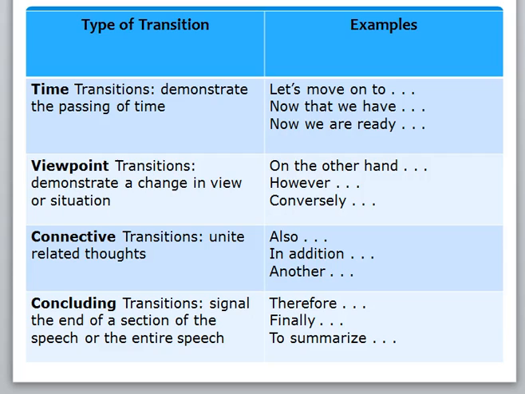We can use viewpoint transitions. This demonstrates a change in a view or a situation. On the one hand, or conversely. Connective transitions unite related thoughts: in addition to, or also. And concluding transitions signal the end of a section of the speech or the entire speech: therefore, finally, to summarize. These different types of transitions need to be used throughout your speech. The type that you use depends very much on your speech.